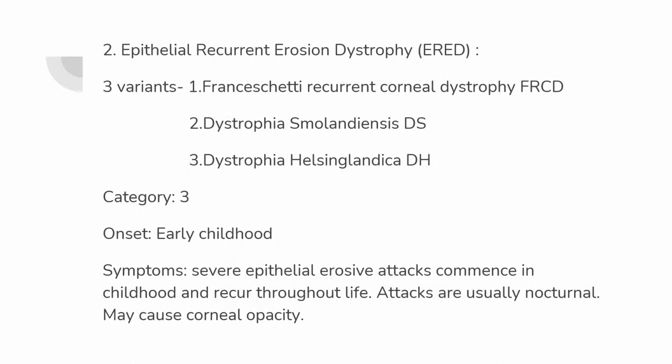Epithelial recurrent erosion dystrophies. There are 3 variants: Franceschetti corneal dystrophy, dystrophia smolandiensis, and dystrophia helsinglandica. All 3 belong to category 3. That is, features are well defined, but the gene and gene loci are not known yet. The onset is in early childhood. The symptoms are severe epithelial erosive attacks that commence in childhood and recur throughout life. Attacks are usually nocturnal and may cause corneal opacity.